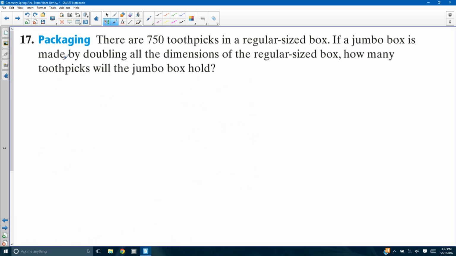Okay. All right, last one. It's number 17. There are 750 toothpicks in a regular sized box. If a jumbo box is made by doubling all the dimensions of the regularly sized box, how many toothpicks will the jumbo box hold?